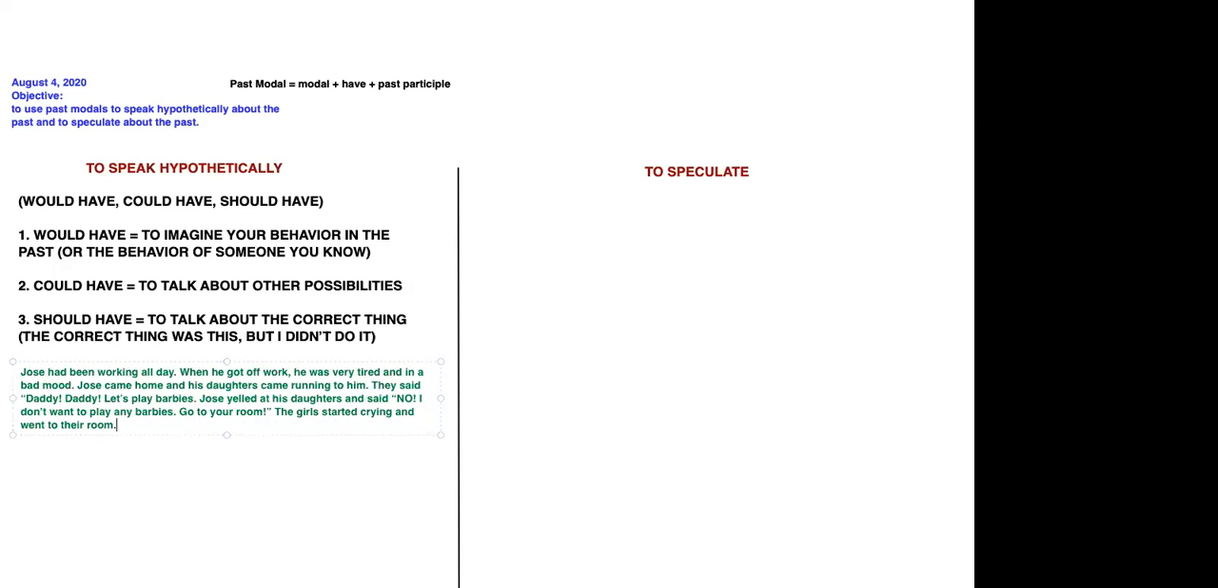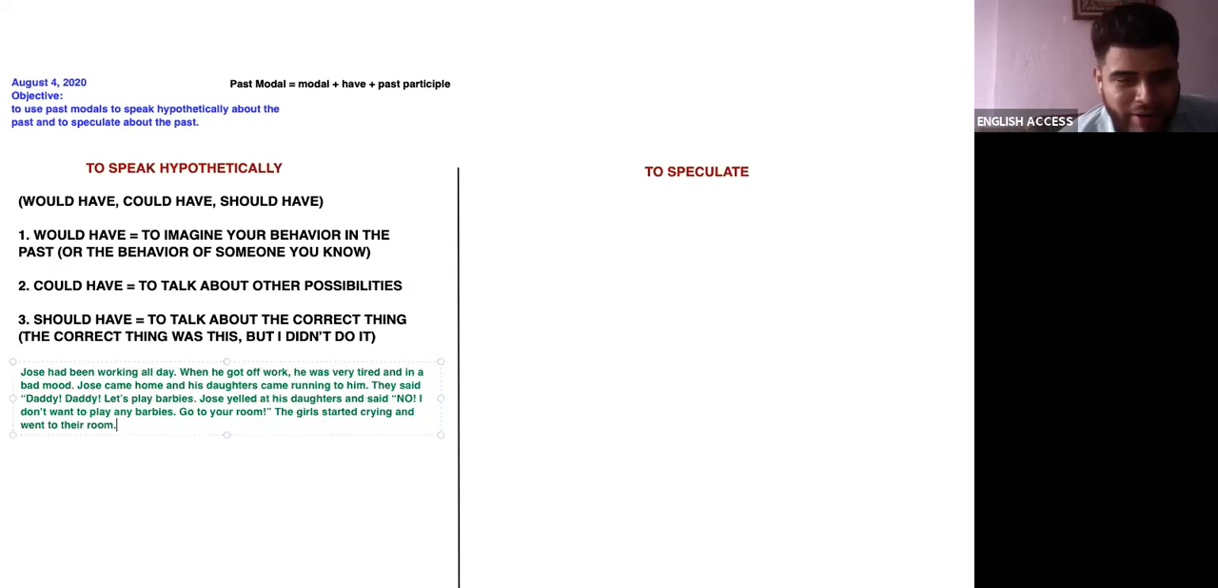Right? So, one more time, I'm gonna read it again. Jose had been working all day. When he got off, he was very tired and in a bad mood. Jose came home and his daughters came running to him. They said, "Daddy, Daddy, let's play Barbies." Jose yelled at his daughters and said, "No, I don't want to play any Barbies. Go to your room." The girls started crying and went to their room. Okay, now all of this happened in the past.